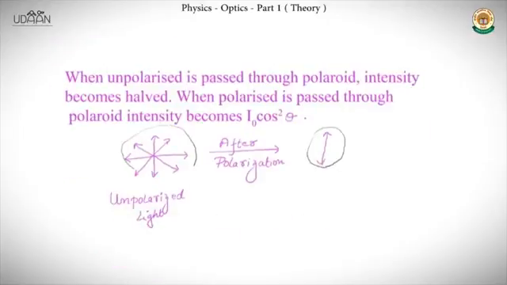To summarize wave optics, we have covered Huygens principle, interference, and Young's double slit experiment. Remember, Young's double slit experiment is very important. Then we have covered diffraction, resolving power of optical instruments, and polarization of light. With this, we end wave optics and the theory part. Now we will move on to solving problems.